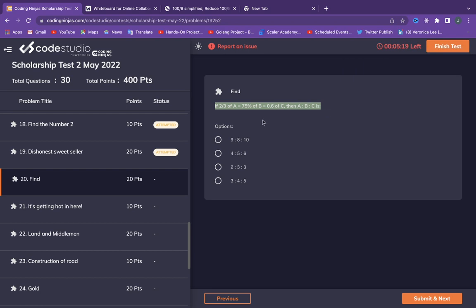Okay, if 2/3 of A is 75% of B. So basically 2/4 of, oh, 3/4 of B, which is equal to 0.6 of C. Find A, B and C.